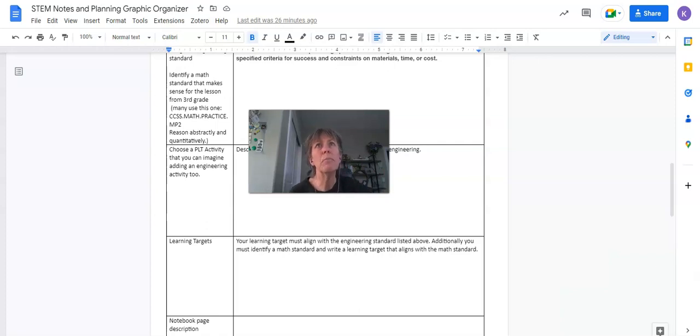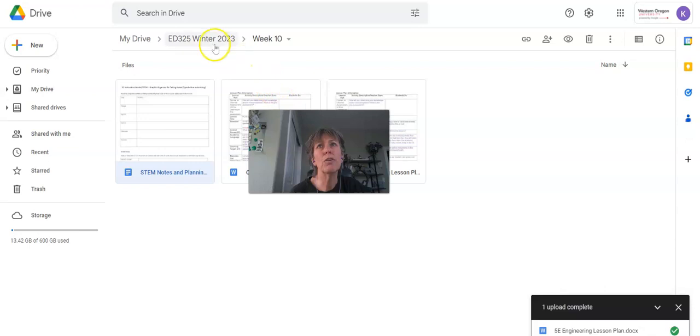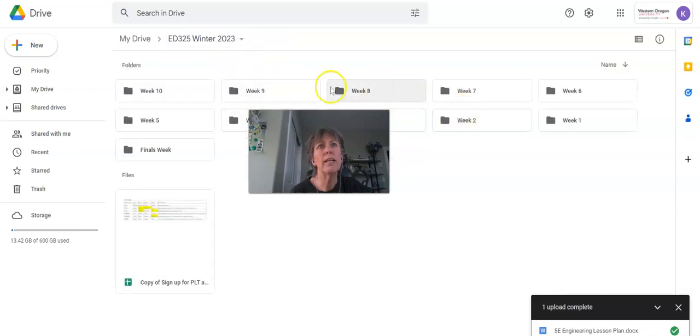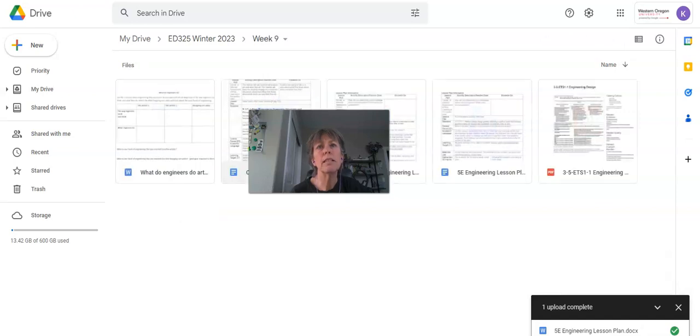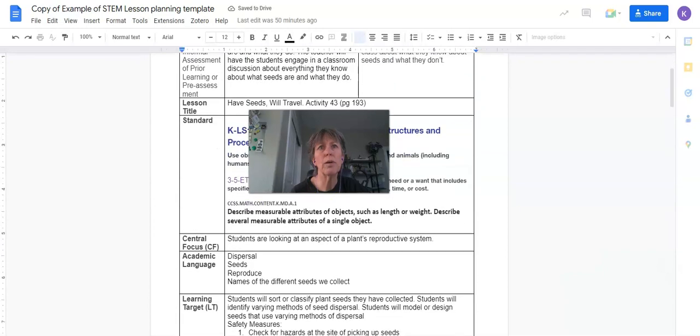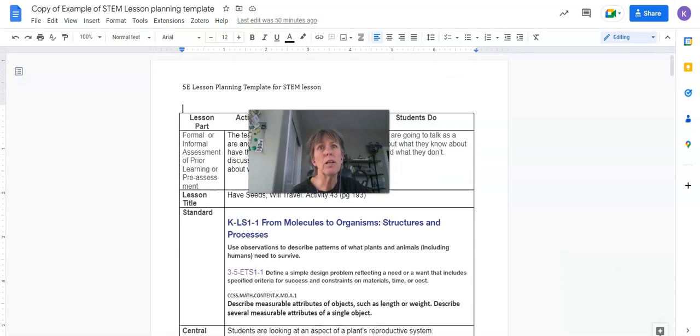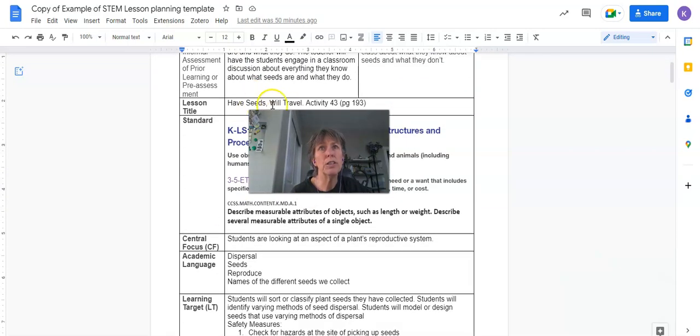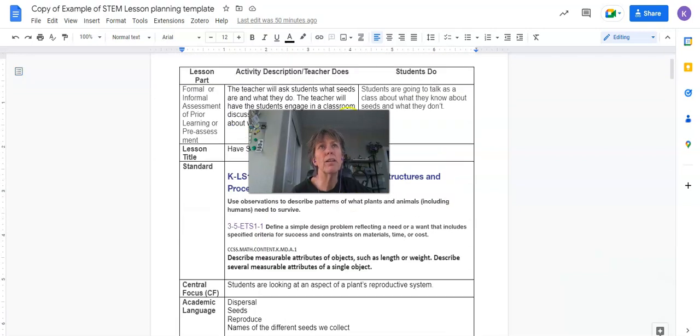An example that we have on our Google Drive is included in week 9, I believe I put it. Let's see. This is an example STEM lesson, and you will see that this person incorporated the science standard, the engineering standard, and then this is the math, and they actually did kindergarten. So if you want an example of how that might look using a PLT activity, you can go back and look at this example in week 9.